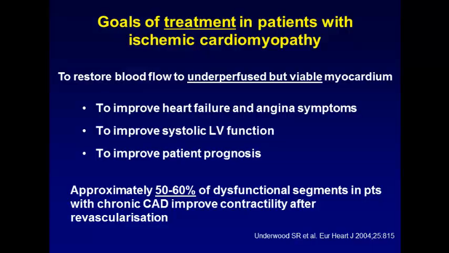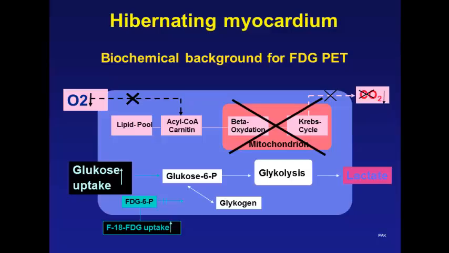Now, the treatment goals are, of course, to restore the flow in the underperfused but viable myocardium, to improve heart failure and angina, to improve the systolic function, and to improve the patient's prognosis. Approximately 50 to 60% of the dysfunctional segments in patients with chronic CAD improve contractility after revascularization. That's quite a big number, and we would like to select really those who benefit most, because if they have a very low ejection fraction, their surgical peri-interventional risk is sky high, and we should really only put this risk on those patients who will have a benefit.